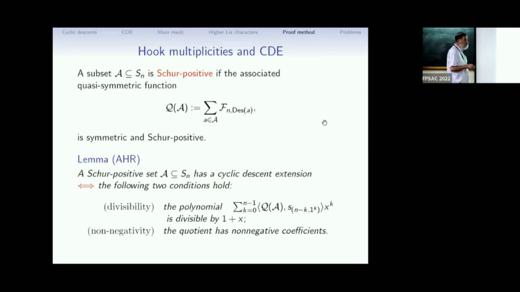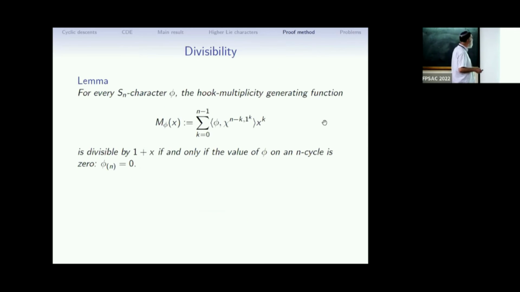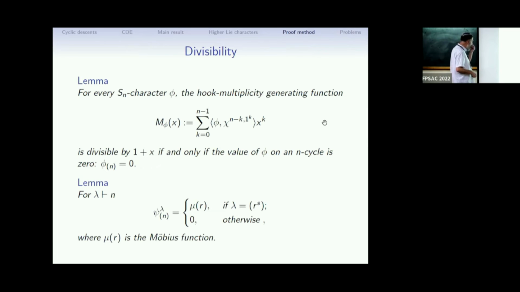Now, the divisibility. First of all, the hook multiplicity generating function is divisible by 1 plus x if and only if the character of the full cycle on this representation is 0. And we know that the hierarchy character on full cycles, if lambda is equal to r to the s, is the Möbius function of r, otherwise it's 0.